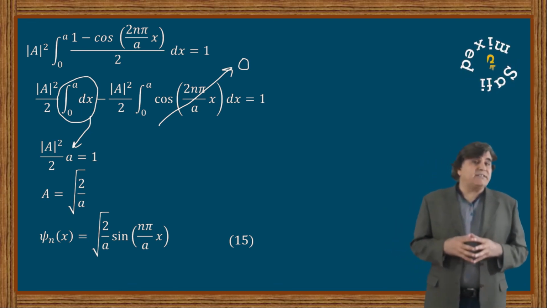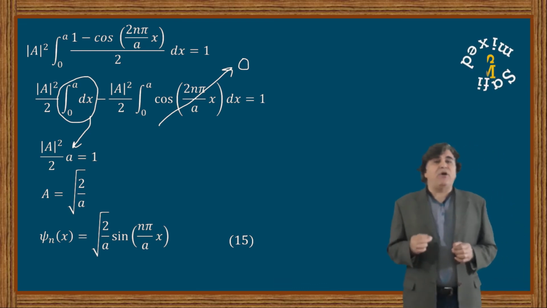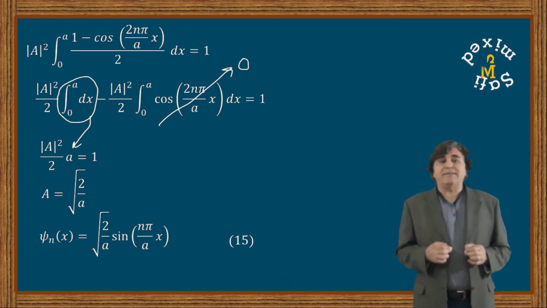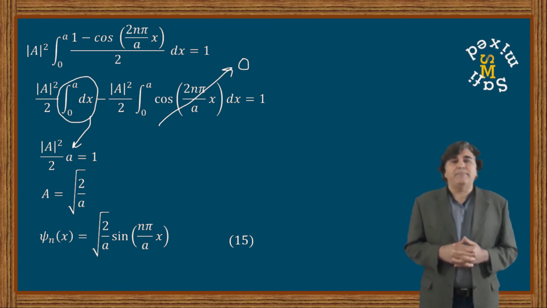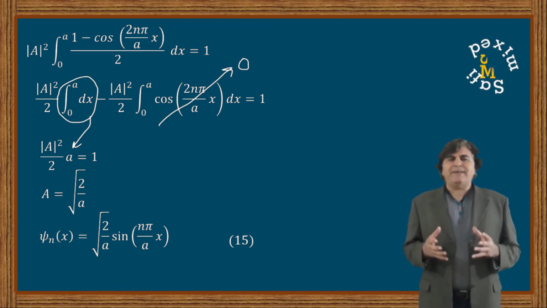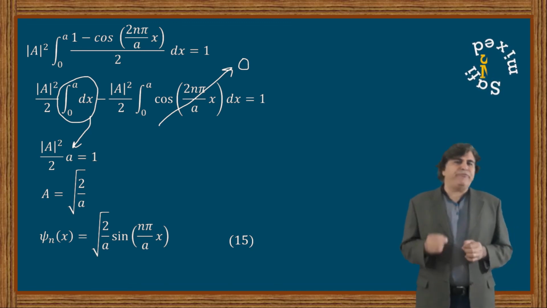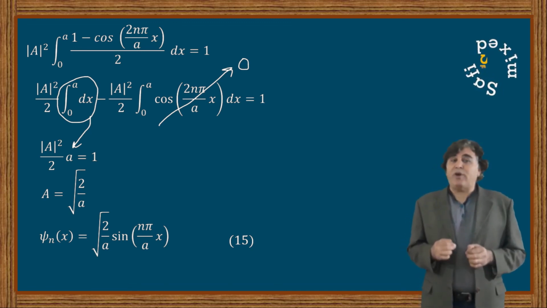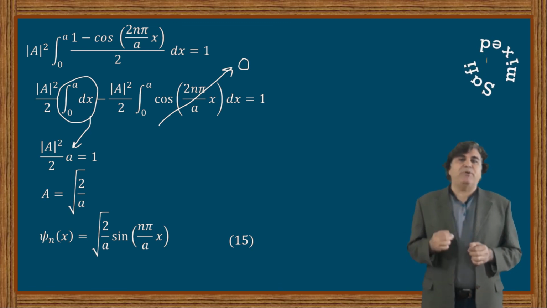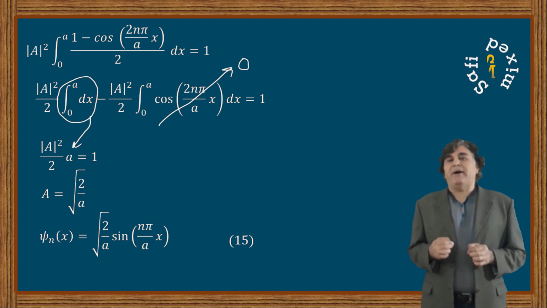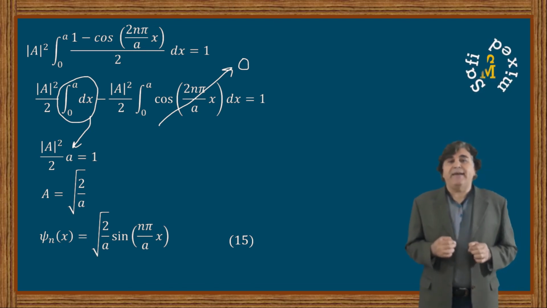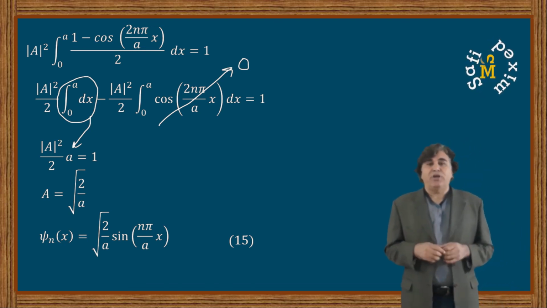Equation 15 is the final and normalized form of the wave function for a particle inside a one-dimensional infinite potential well. Since this video is getting a bit longer, I prefer to discuss the implication of this wave function on the physics of the particle in video part 3 on the topic of particle inside infinite potential well.